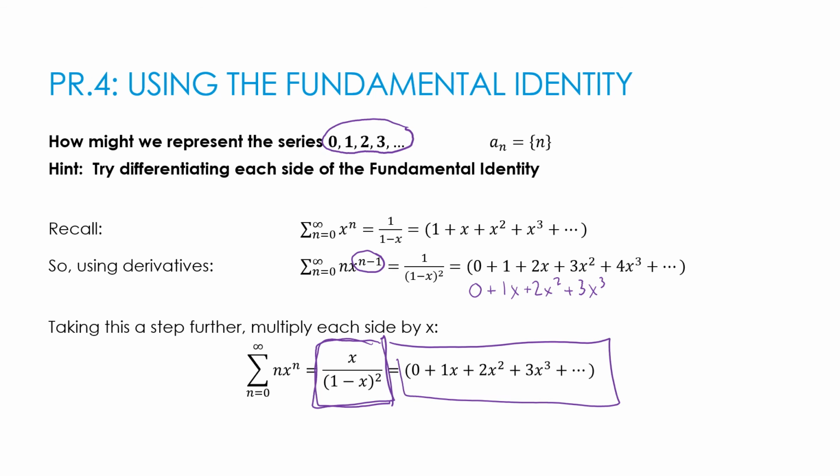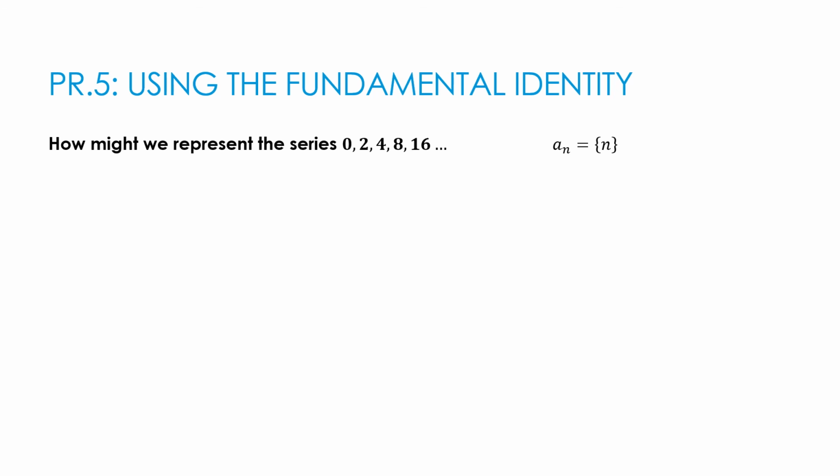And just one more using the fundamental identity, and then I promise we'll move on to, say, a geometric progression or something a little bit different than just the fundamental identity. So again, using any of the strategies that we've looked at so far, see if you can come up with how we might represent the series 0, 2, 4, 8, 16, etc. So again, look for the pattern here. It's not just even numbers. Look for how we might use the fundamental identity to come up with that series.